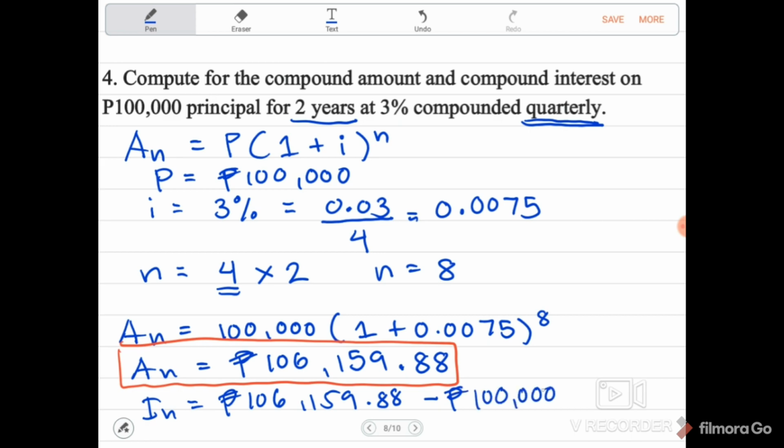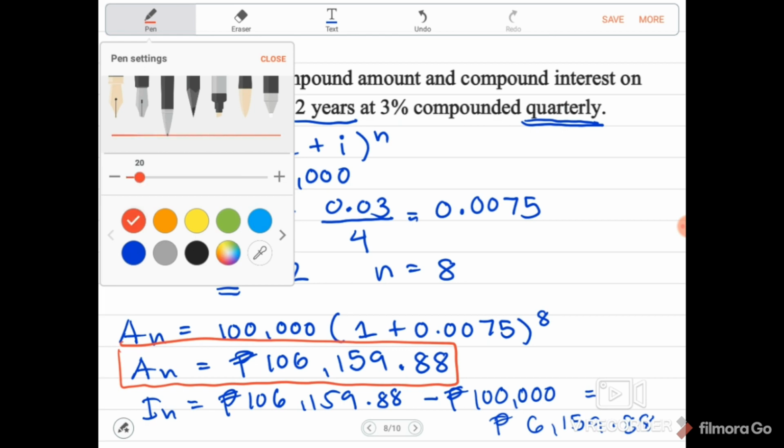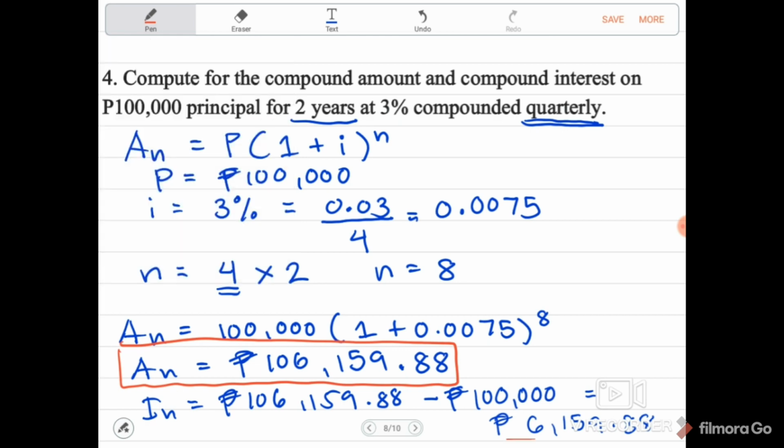So, magkano ba ang tinubo sa compounded interest, no? So, yan. Ang pinaka-answer natin dyan is 6,159.88. So, ito yung ating compound interest.